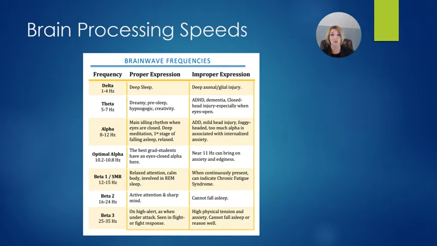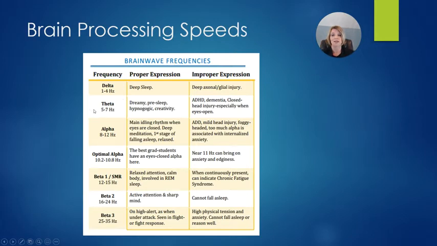They're known as brain waves, but I like to think of them as processing speeds because I think it helps people understand. Our slowest speed that we're going to consider is called delta. It is an extra slow processing speed. You will see here in the first column, when it's being used properly, it keeps your brain in deep sleep. In the second column, we look at improper expression. When we see delta involved, it can mean that there's a head injury or some type of trauma.